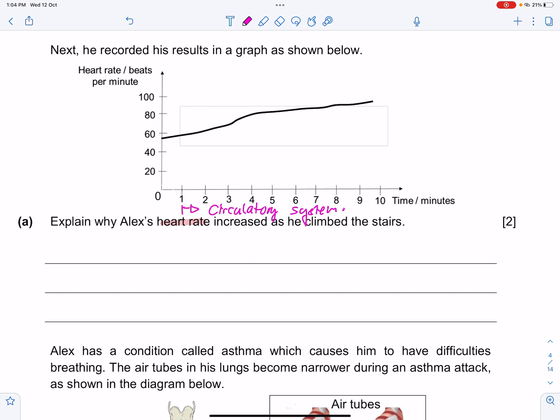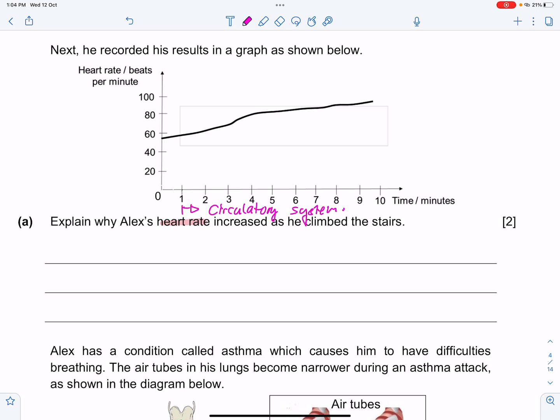So when you are climbing the stairs, you are basically increasing your intensity of exercise. So when you increase your intensity of exercise, you need more energy. So to get more energy, you need more respiration. To have more respiration, you need to have more oxygen and digested food being transported to your muscle cells. And for that to happen, your heart has to pump faster. So if you do reverse engineering, you'll be able to get the answer. And then you just regurgitate the answer in the other sequence.